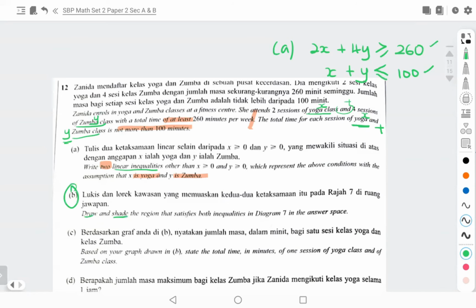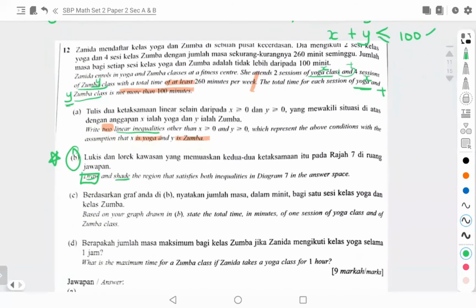Draw and shade the region that satisfies the inequalities. Okay, this one. When you want to draw the graph, remember a straight line. Just now, previously in Form 3, chapter 9, remember? Straight line equation in general form, y equals mx plus c. So whenever we want to draw a straight line, make sure you change it so y is the subject. Get the idea? Because now we want to draw, we need to make y the subject.